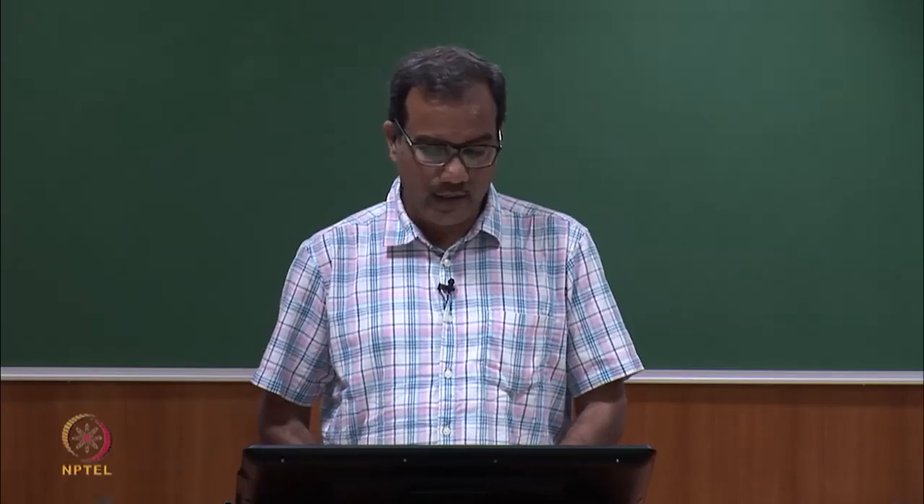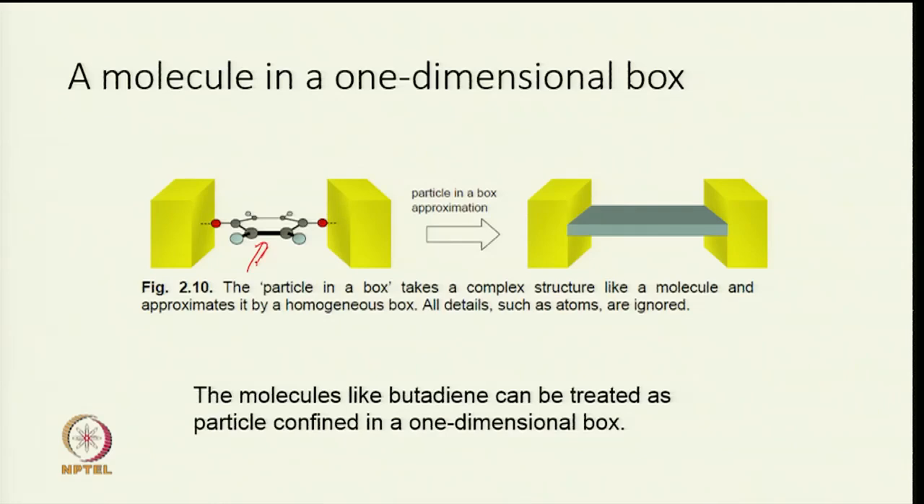So basically what you do is you take your conjugated molecule system as a particle and confine it between two walls, and then you can apply the particle in a box approximation. Molecules like butadiene, which is an alkene, can be treated as a particle confined in a one dimensional box. You can think of hexatriene the same way. When we apply the Schrodinger equation for a particle in a one dimensional box, we can get the energy of a butadiene kind of system.